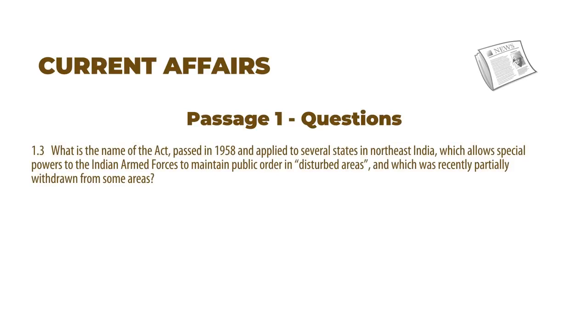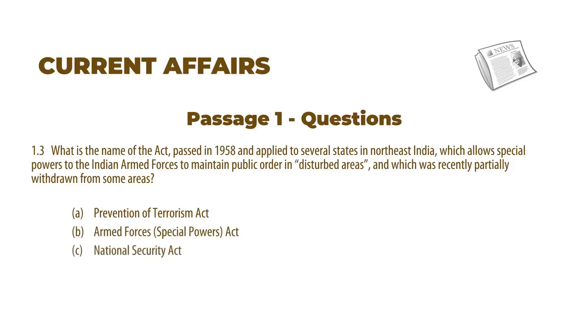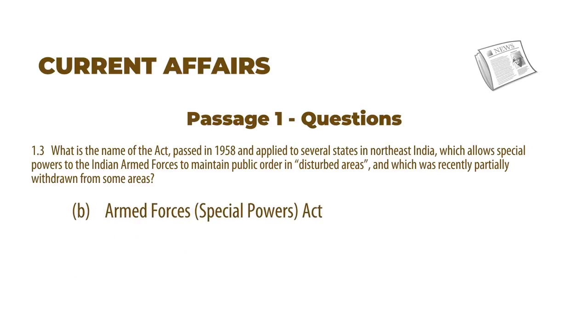What is the name of the act passed in 1958 and applied to several states in northeast India, which allows special powers to the Indian Armed Forces to maintain public order in disturbed areas and which was recently partially withdrawn from some areas? Your options are A. Prevention of Terrorism Act, B. Armed Forces Special Powers Act, C. National Security Act, or D. Army Act. The correct answer is B.